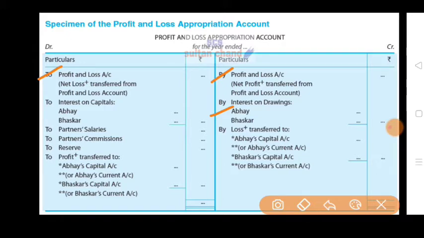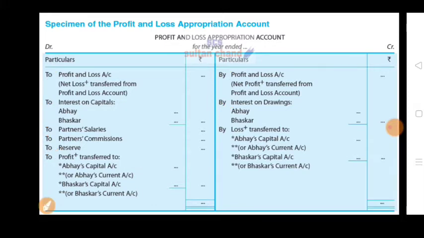All the expenses are debited. Interest on capital is your expense, it will be debited. Then any kind of salary, any kind of commission paid to partner, it will be debited. And reserves, if you are transferring amount to reserve, it will be debited. After this, you will find out the balance of this account. If your balance comes on debit side, it will be considered as profit. And if the balance is on credit side, it will be considered as loss. And this profit and loss will be distributed among partners in their profit sharing ratio.